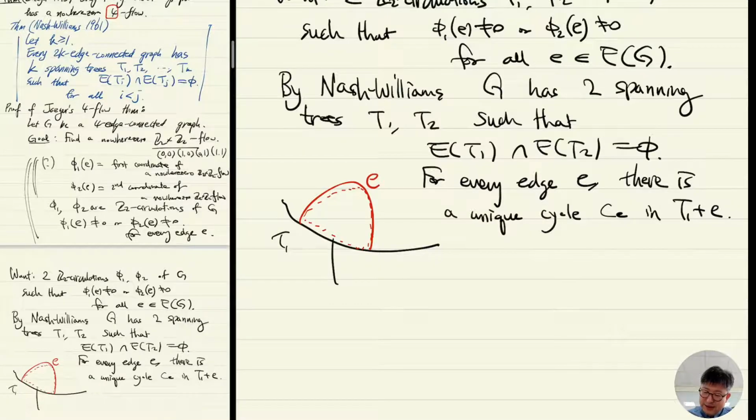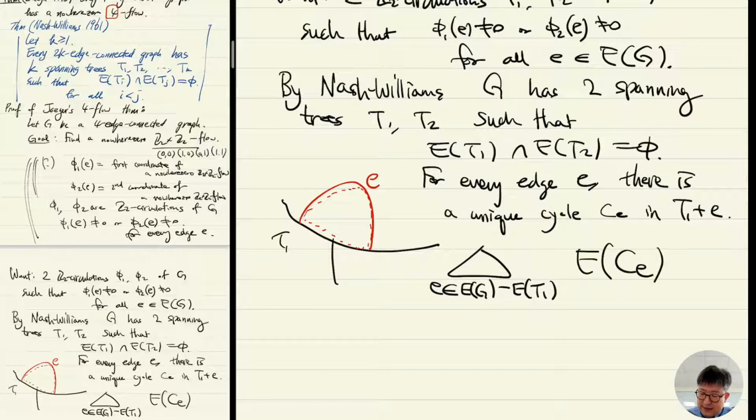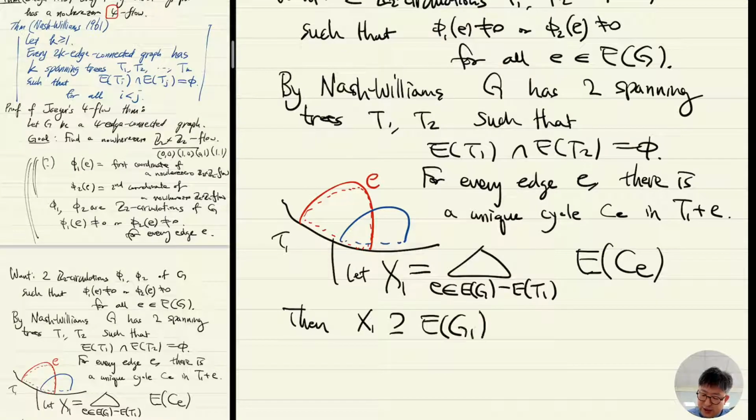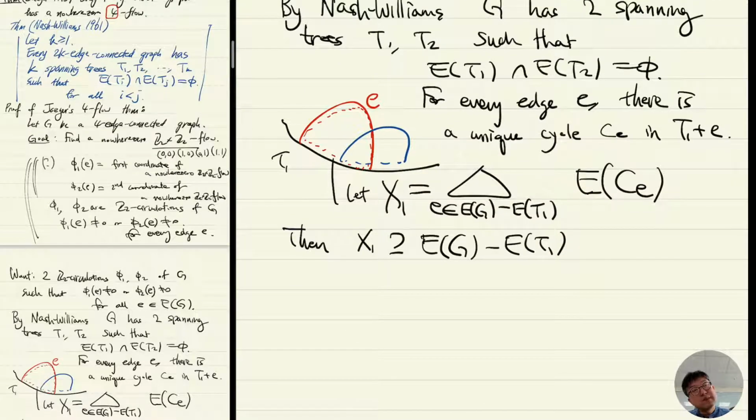So is this notation? I'm summing by the symmetric difference for all edges of G not in T1, the set of edges in this. Let's say this is x1. So you may have other cycles, right? And then we take a symmetric difference. We are adding them together. Then x1 contains every edge outside of T1, because every edge outside of T1 appears exactly once in this list.